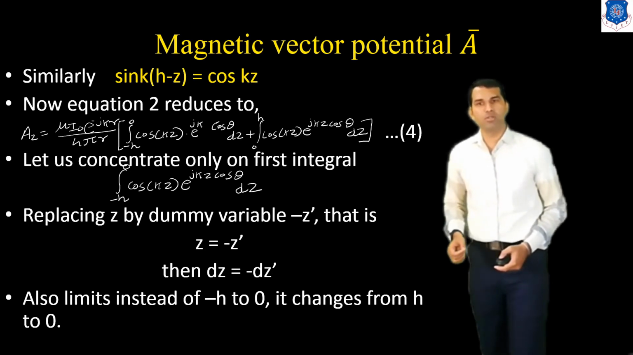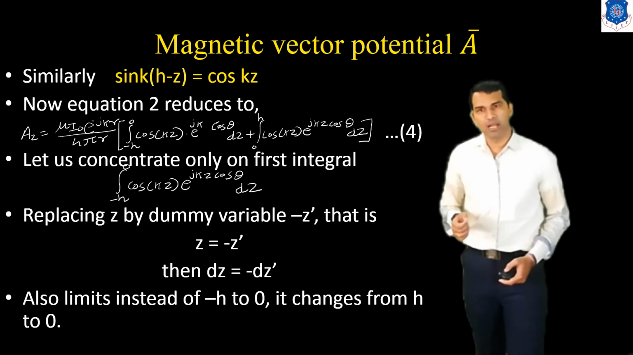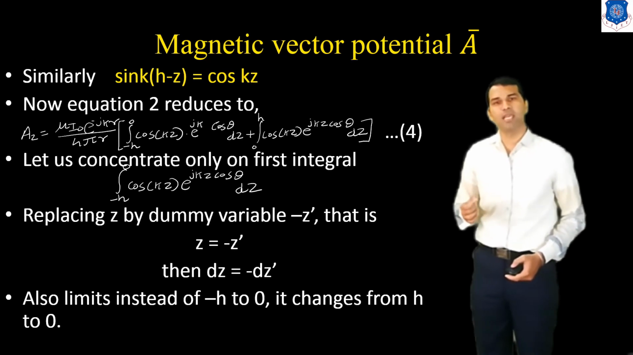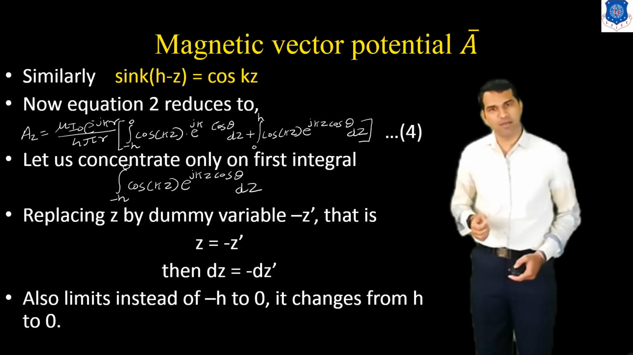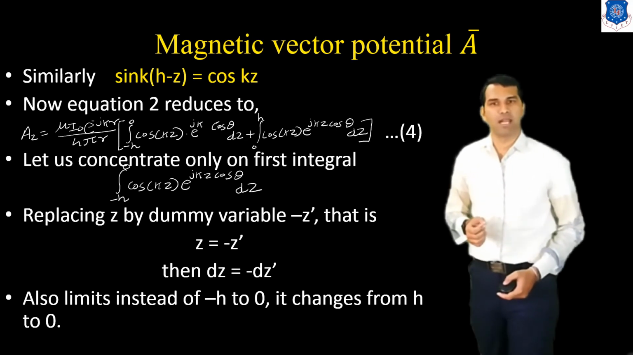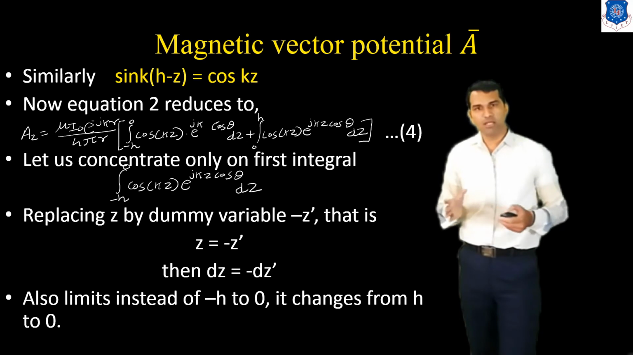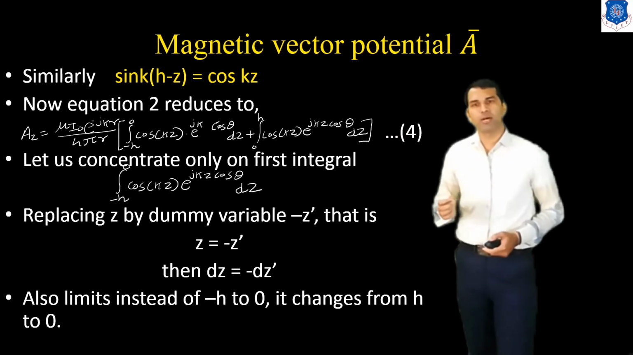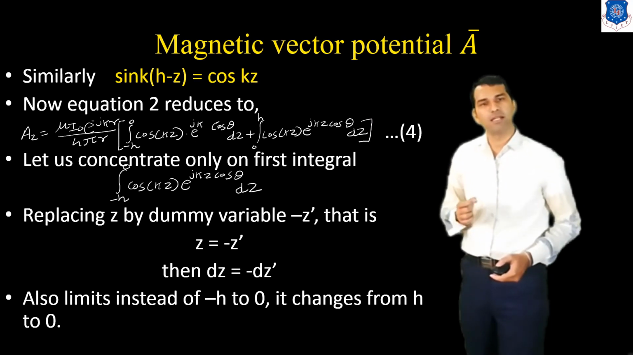So now equation number 2 reduces to Az equals mu I0 e raised to minus jkr over 4 pi r times the integral from minus h to 0 of cos kz e raised to jkz cos theta dz plus the integral from 0 to h of cos kz e raised to jkz cos theta dz. Here we just wrote the values of sin k(h plus z) and sin k(h minus z). Let us concentrate only on the first term. To solve this equation we take a step by step procedure. The first term is the integral from minus h to 0 of cos kz e raised to jkz cos theta dz.